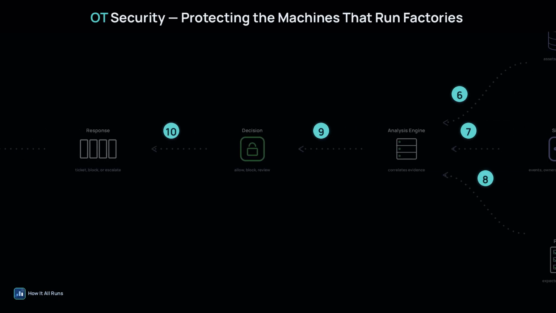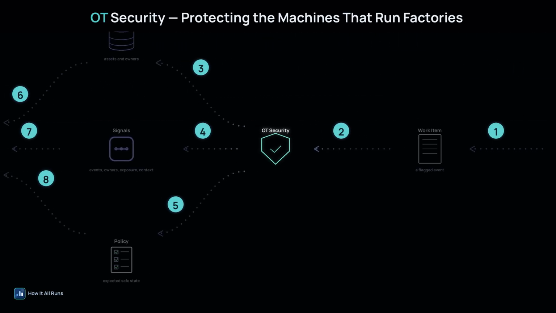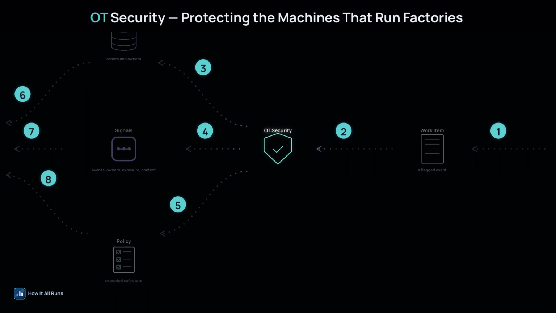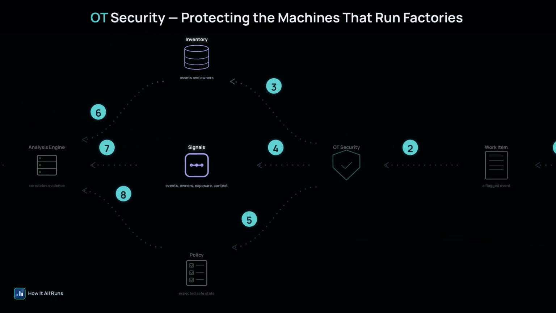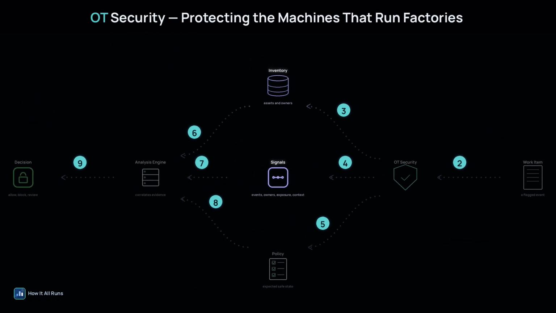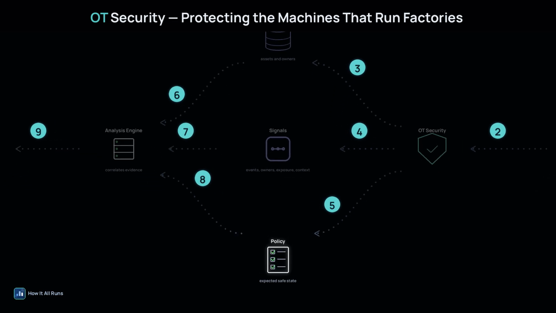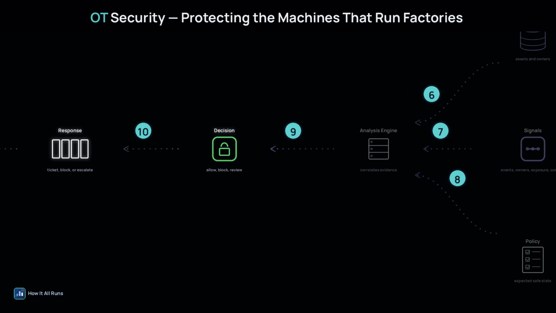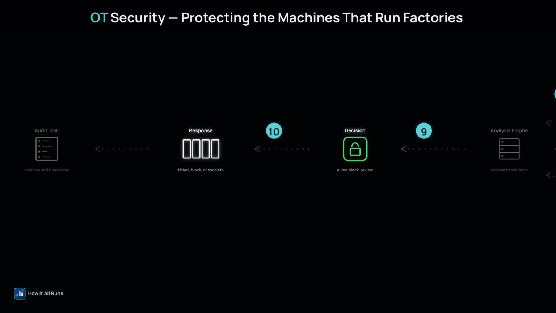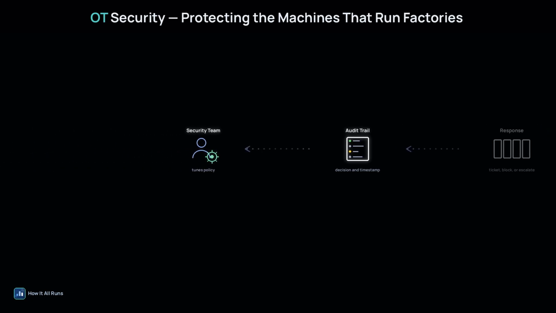OT security, protecting the machines that run factories, is useful because it makes this security decision repeatable instead of lucky. Context changes priority. The same signal can matter more on a critical asset than on a lab system. Policy keeps the tool aligned with business risk instead of treating every signal the same. The response should match the risk: observe, ticket, block, quarantine, or escalate. The audit trail closes the loop by proving what happened and why.